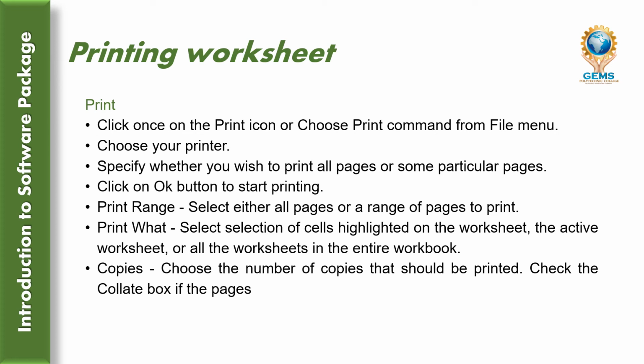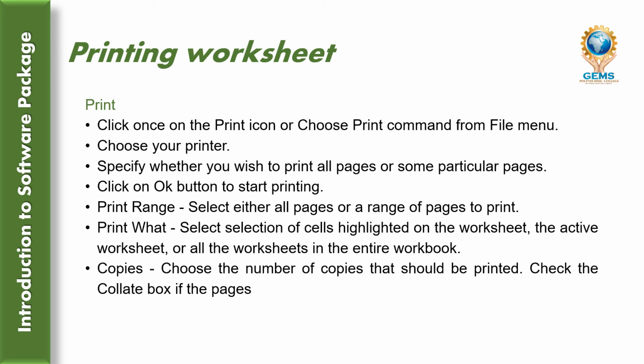Or you can give the print ranges: select either all pages or a range of pages to print. For example, if there are 10 pages, you can select print all pages and the 10 pages will be printed. A range of pages means 1 to 5 or 5 to 10, etc. And Print What? That option helps you select the cells highlighted on the worksheet, the active worksheet, or all the worksheets in the entire workbook.